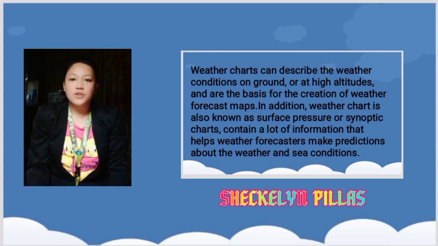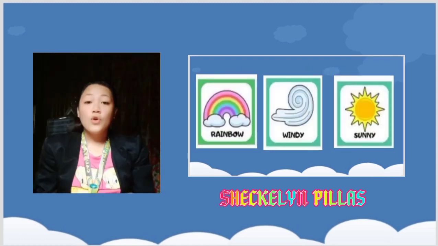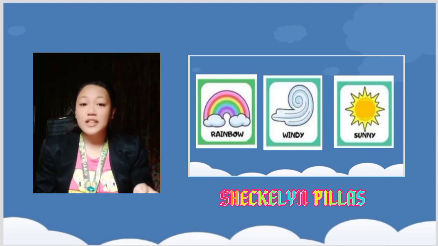So, that's all. Weather charts can describe the weather condition on the ground or at high altitudes and are the basis for the creation of weather forecast maps. In addition, a weather chart, also known as a surface pressure or synoptic chart, contains a lot of information that helps weather forecasters make predictions about the weather and sea condition. Knowing how to read a weather chart can help you understand the weather and know what to expect.